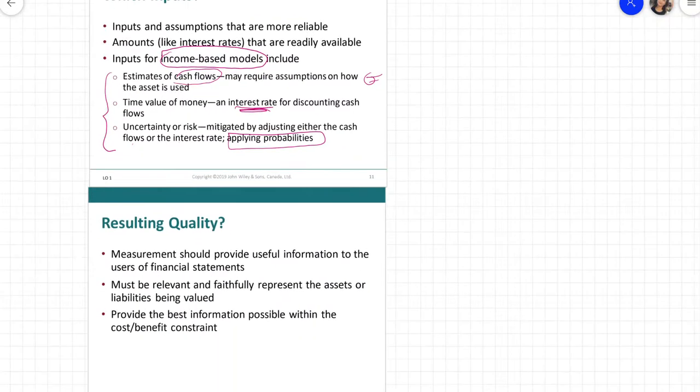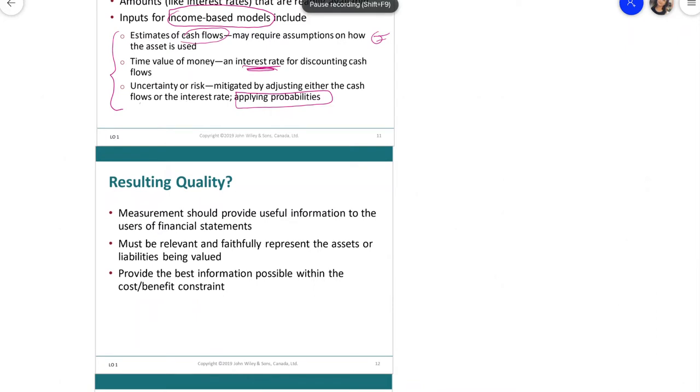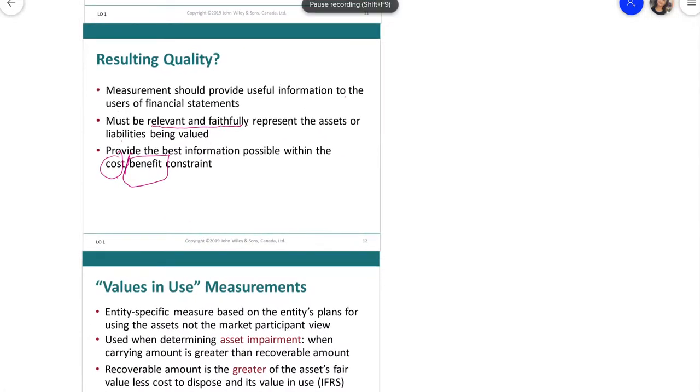when we're talking about our inputs. Now, the resulting measurement should provide useful information. So when you have an output, the measurement should be useful information to the user, so it should make a difference. It must be relevant, like we talked about. The information that we provide must be relevant and faithfully represent the assets or liability being valued, and provide the best information possible with the cost/benefit. So when we have a cost, we want the benefit to be higher than the cost when we are looking at the information.